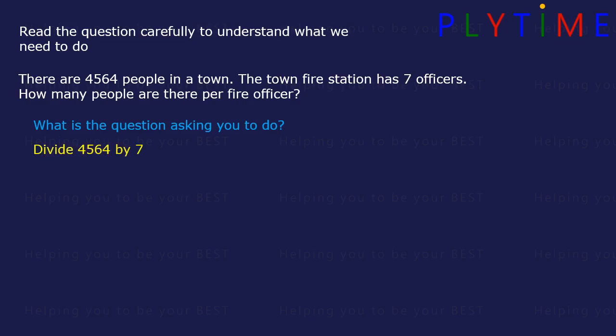4,564 by 7. So in short division, 4 divided by 7 is 0 with a remainder of 4. 45 divided by 7 equals 6. 6 7s are 42, with a remainder of 3. 36 divided by 7 equals 5. 5 7s are 35, with a remainder of 1. Then 14 divided by 7 equals 2. The answer equals 652. There are 652 people per fire officer.